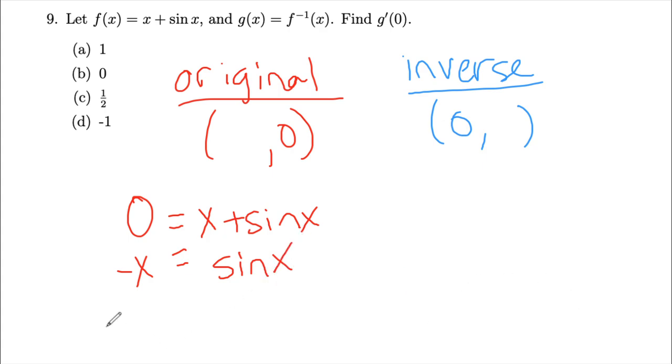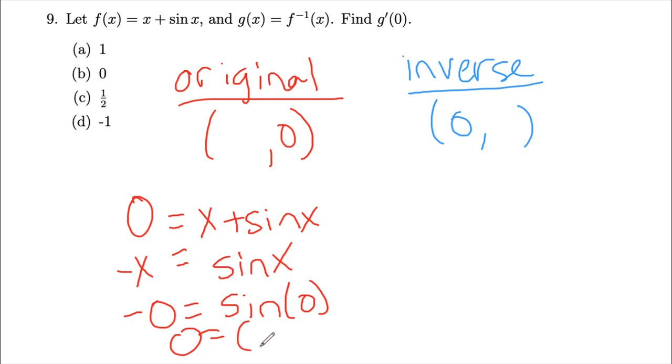So if I were to go ahead and plug in 0, I would get negative 0 equals sine of 0, which would just give me 0 equals 0, and that checks out. So that tells me that the input of my original function is also going to be 0, which tells me that the output of my inverse function is also going to be 0.